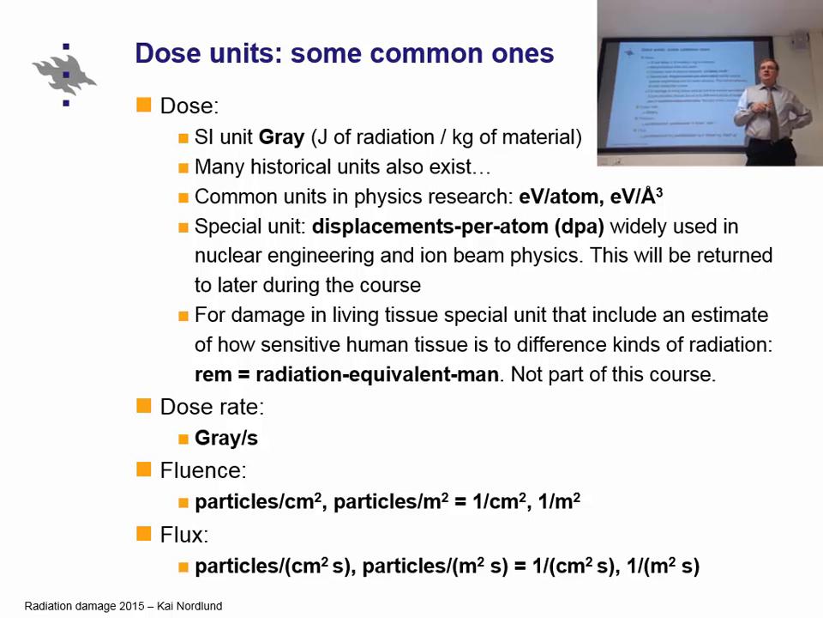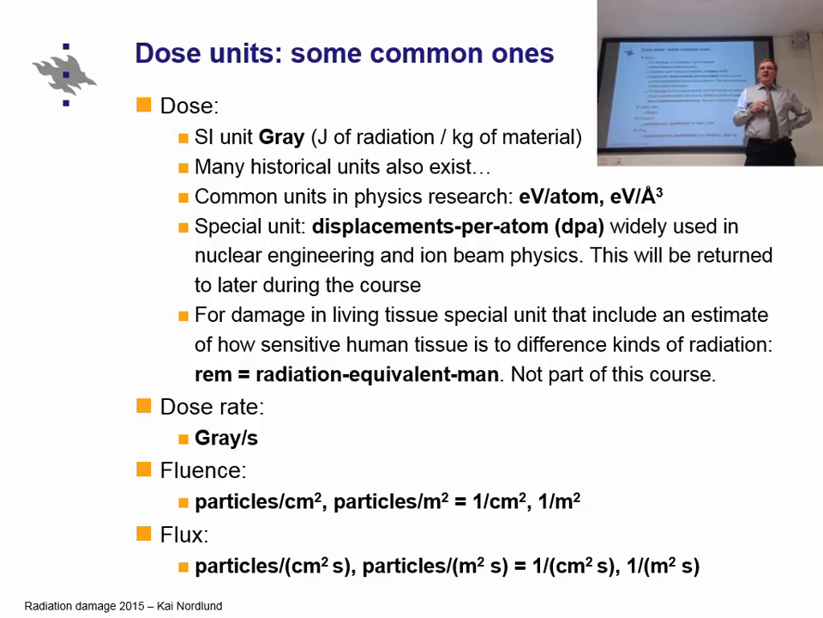Then there is a special unit, displacements per atom, which is widely used in nuclear engineering and ion beam physics. And we will return later on the course to what this dpa is, and also that it's not quite as simple as it sounds. But it's still a useful scaling unit and often gives the roughly correct physical idea of how much the material has been exposed to radiation.